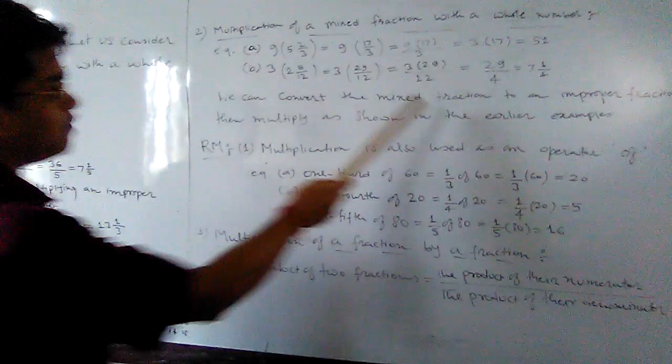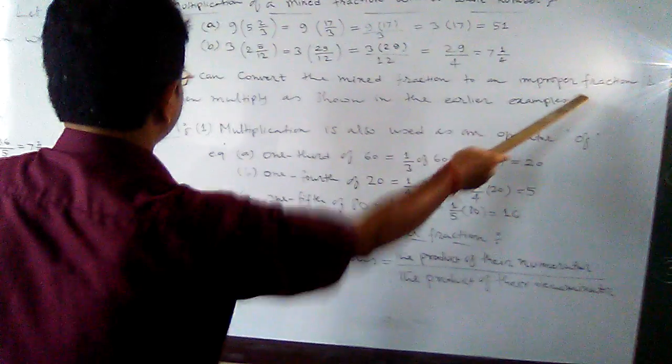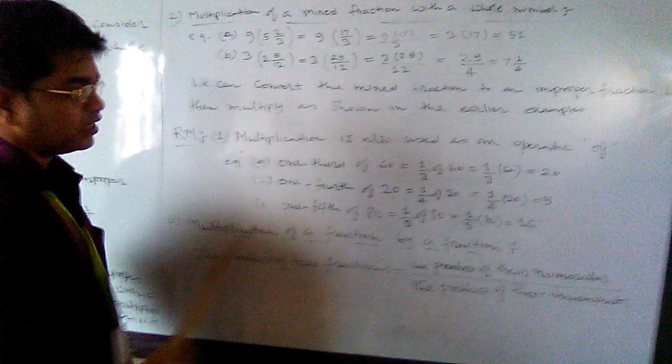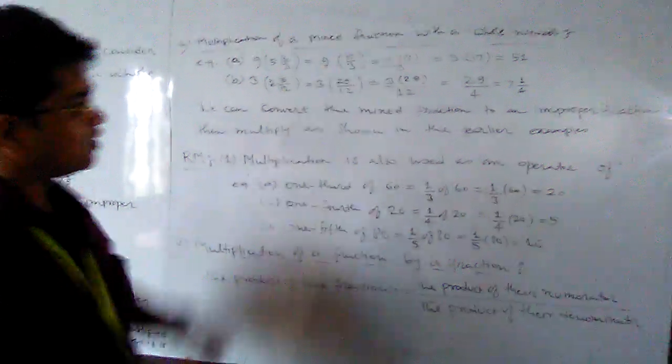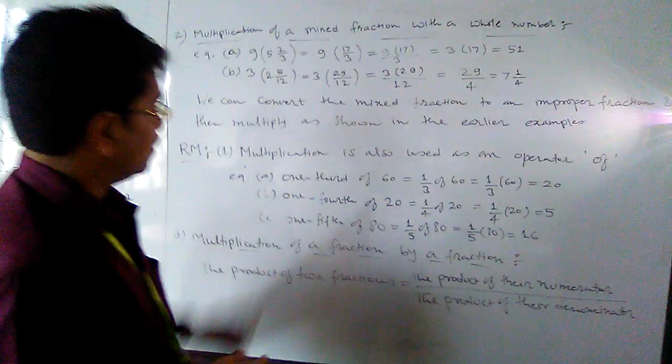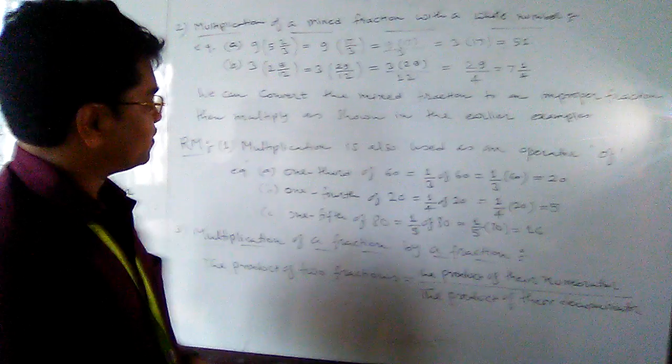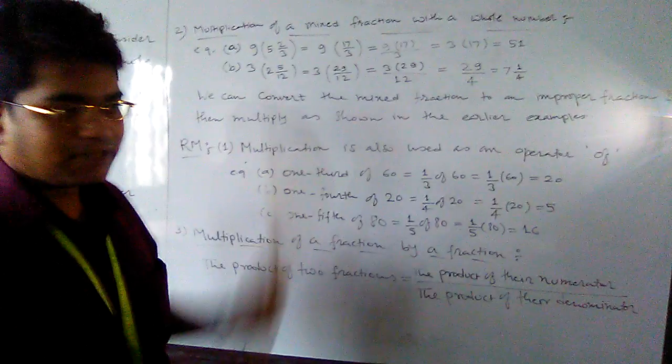So we can convert the mixed fraction to an improper fraction, then multiply as shown in the earlier example. This is our observation. While multiplying a mixed fraction with whole number, we convert the mixed fraction into improper fraction and then we multiply as we did in the earlier example.